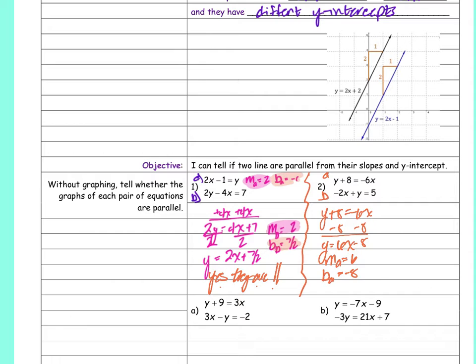And then we've got -2x plus y equals 5. So add 2x, y equals 2x plus 5. Slope of line B equals 2. Y-intercept of line B is 5. And since my slopes are definitely not the same, we've got a 6 and a 2, not parallel. Okay. Questions? Are you guys okay with this?